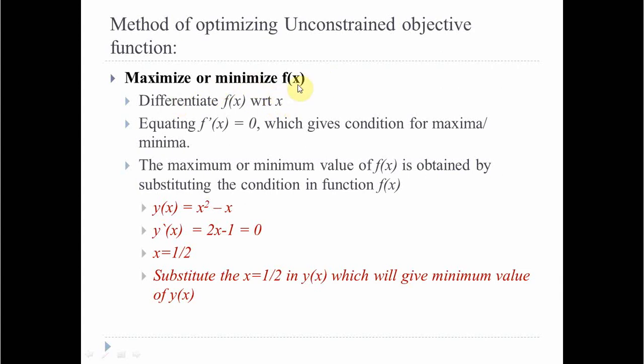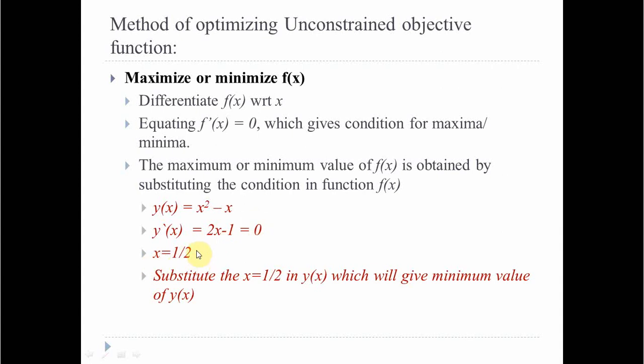It is nothing but we differentiate this f of x with respect to x and then we equate it to 0. So when you equate that f dash of x to 0, you will get the condition for maxima or minima. That particular value or condition that you get will be substituted in this particular f of x function and we will get the maximum or minimum value. As an example, you can say y of x is equal to x square minus x. Now you have to find the minimum value of this. So you differentiate this function, you will get 2x minus 1 and you will equate it to 0.